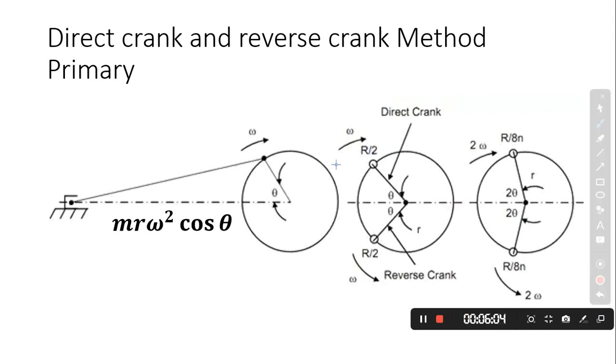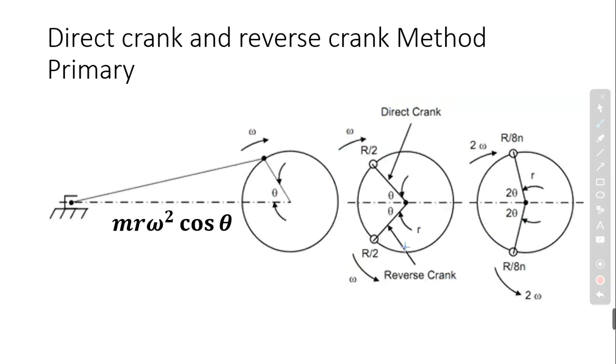See, this is the figure showing the primary direct crank and primary reverse crank. What is a primary direct crank? A primary direct crank is a crank which rotates in the same direction as that of the real crank.